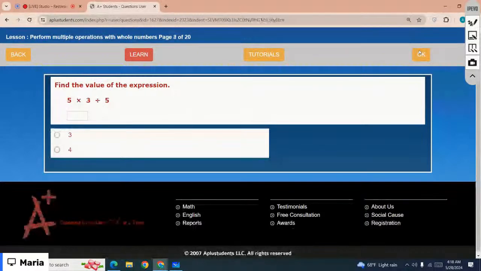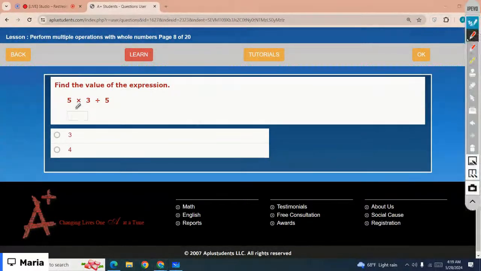Find the value of the expression 5 times 3 divided by 5. Now you have multiplication and division in the same question, right? You have to go from left to right. So you have to multiply first. You have to do 5 times 3 first, that is 15. And then you have to divide. So 15 divided by 5 is 3. Got it?